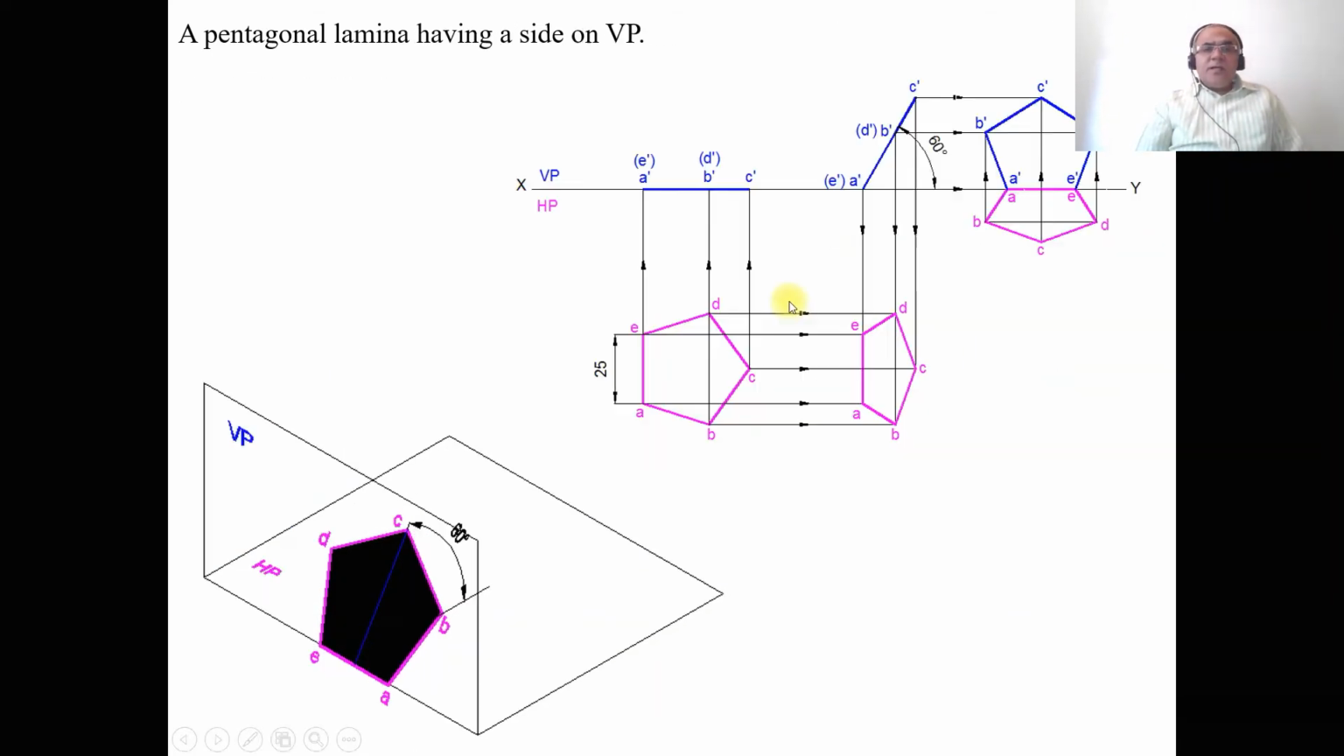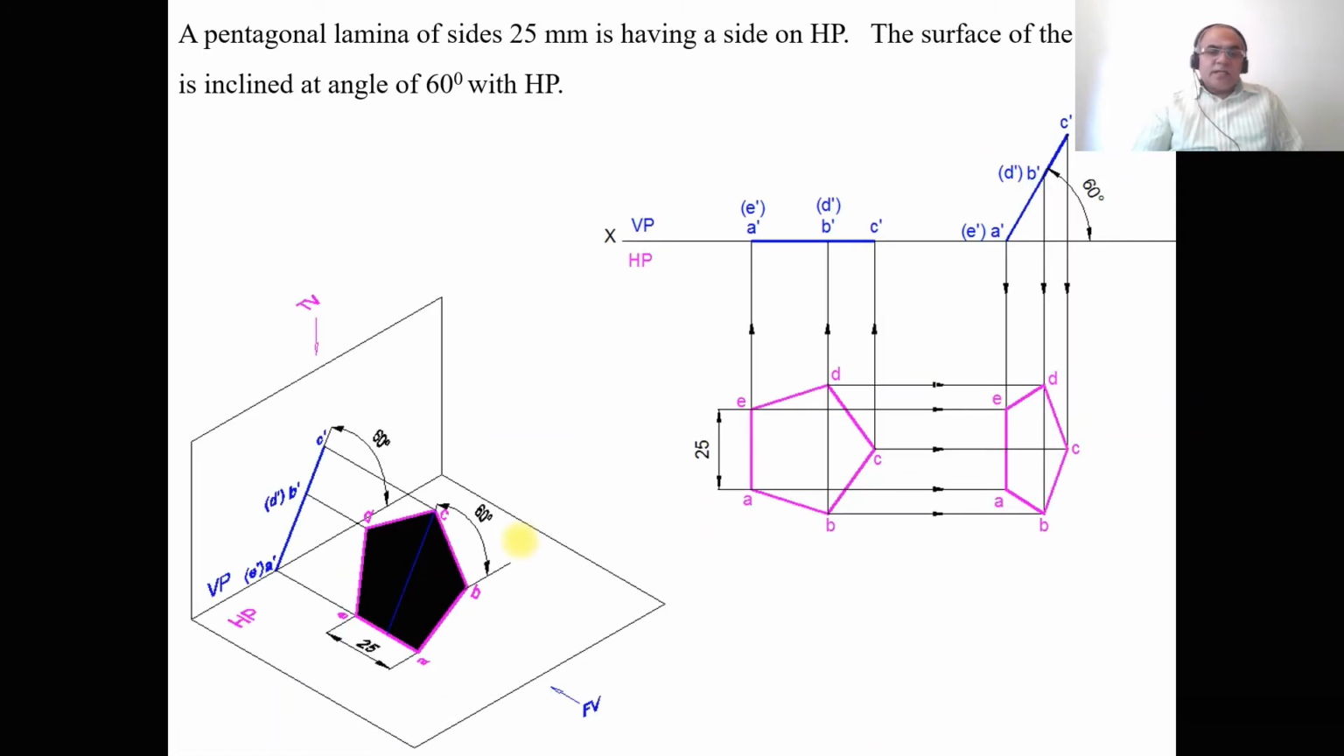Now, in the next position, a pentagonal lamina having a side is on both HP and VP. Since the side is resting on both HP and VP, the side which is resting on HP is now perpendicular to VP. You make that side also on VP. So what we have to do is, in the second position what we have rotated, you rotate again by an angle of 90 degrees such that you keep AE on the vertical plane.